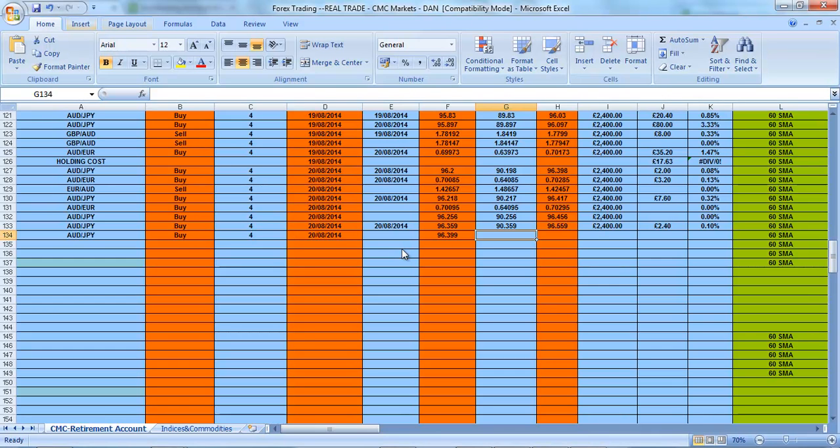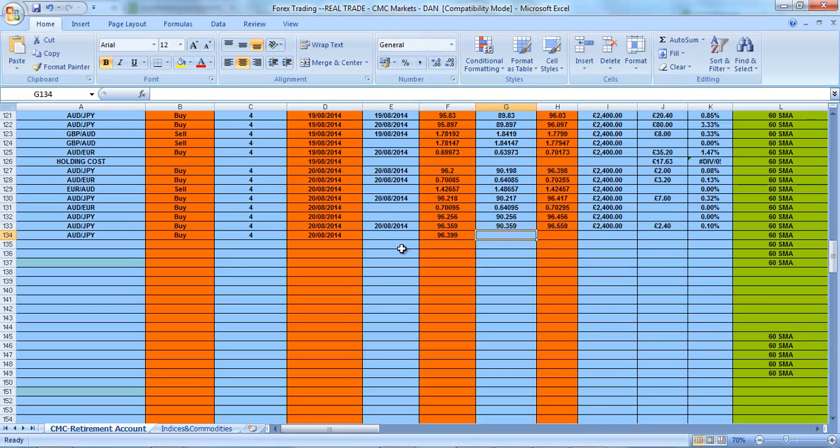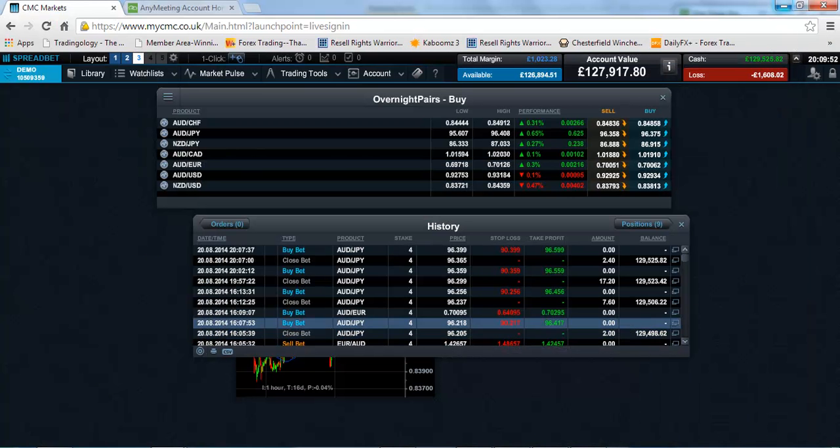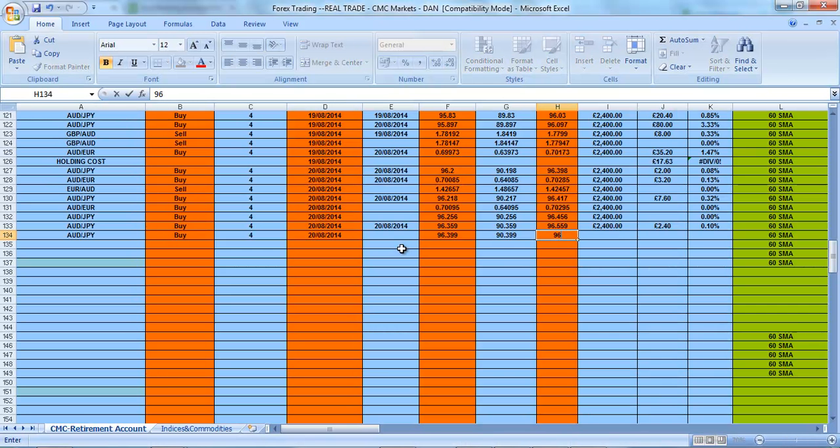And then my stop loss is 90.399. And my take profit, sorry, pardon me, is 96.599. So I put in the same amount, 2,400. Obviously I haven't banked anymore, so I can't put it here.